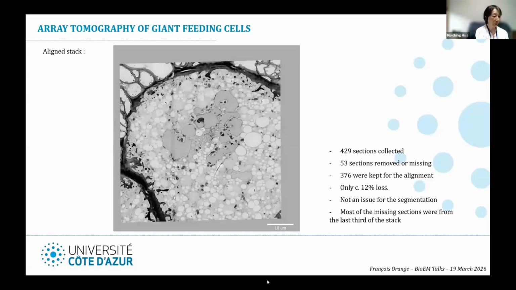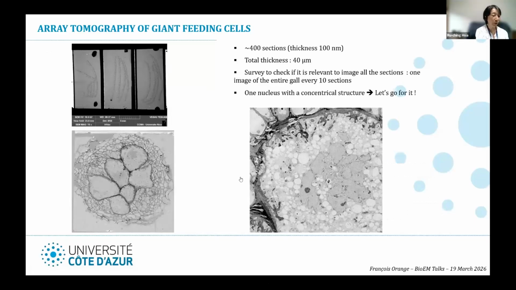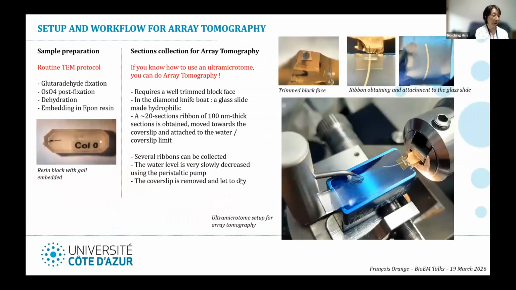Okay, so there are some more comments. There's one more question, two more questions are coming in. How do you avoid wrinkles on the sections? The wrinkle of the section. Well, this is certainly a place where I have room for improvement because, well, you will have wrinkles.